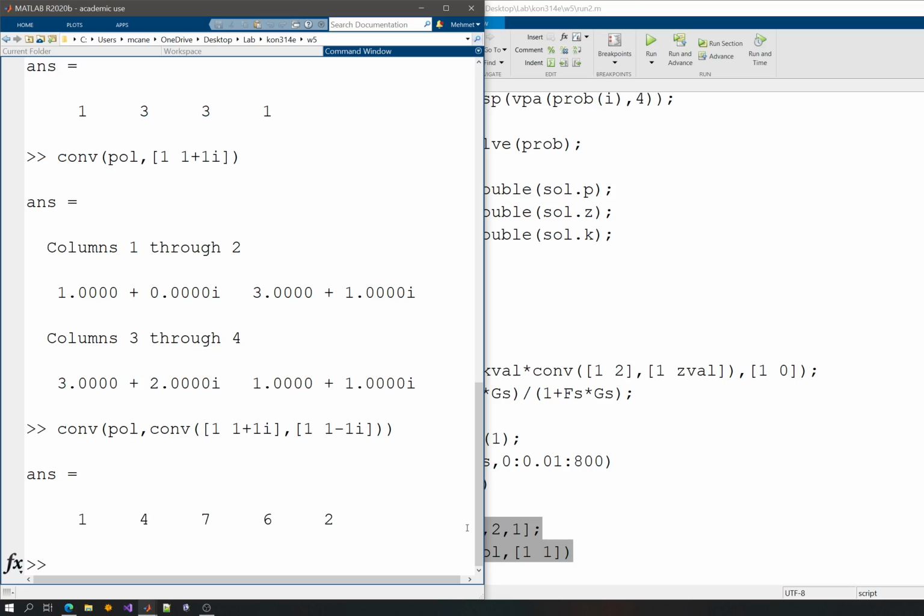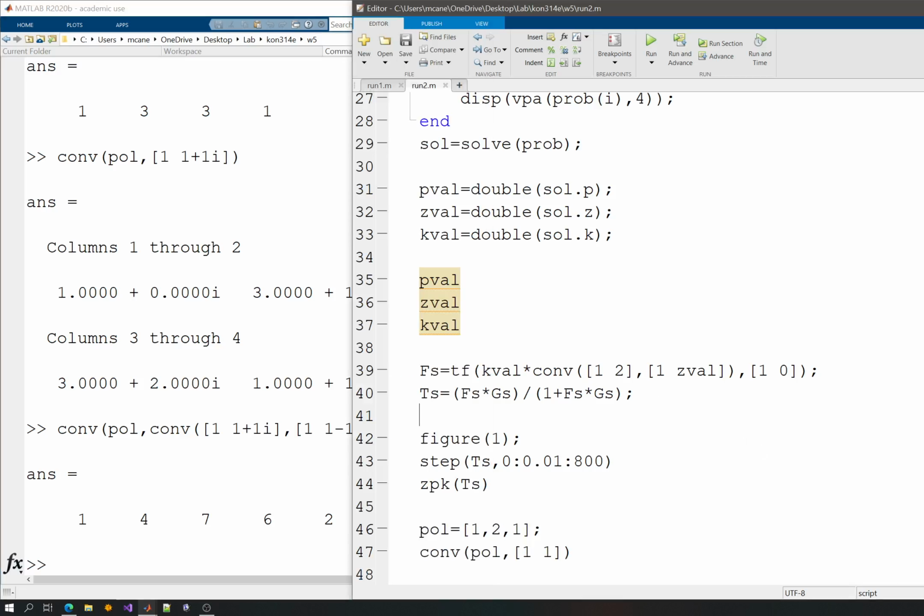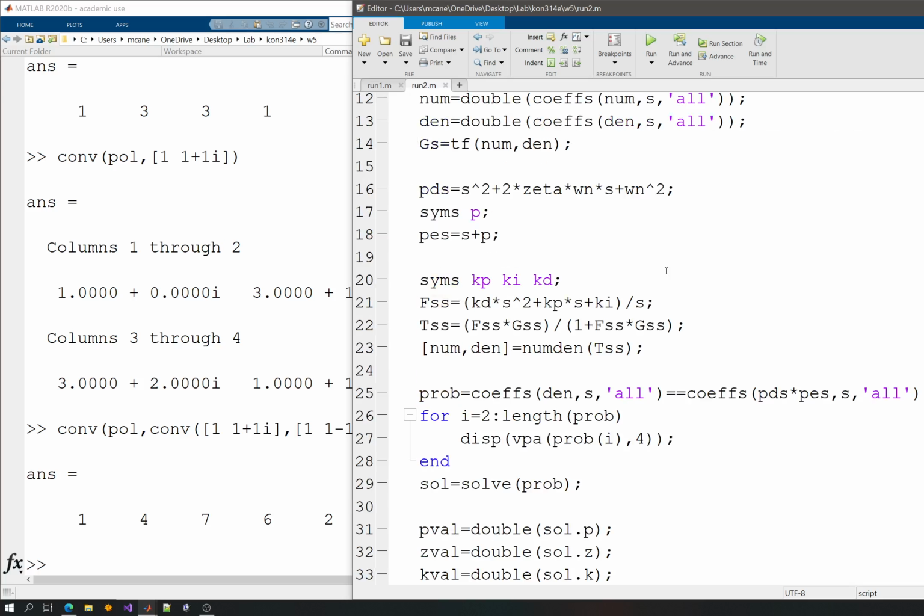So, if I'm using s plus p, I'm defining the root of the polynomial. If I have a first order polynomial here, p is the solution of the polynomial, the root, and it's also constructing the polynomial itself.